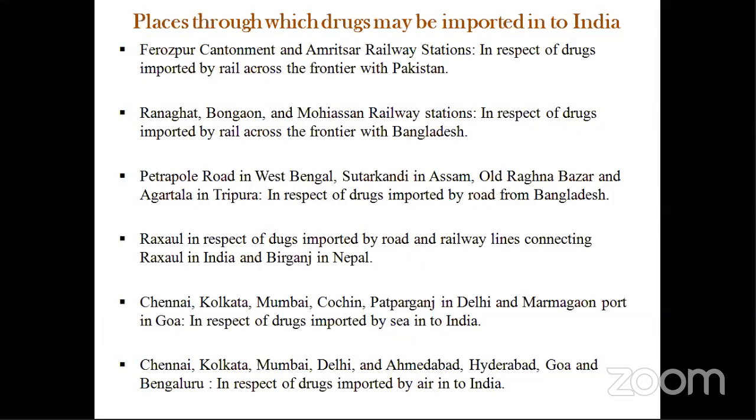Chennai, Kolkata, Mumbai, Delhi, Ahmedabad, Hyderabad, Goa, and Bengaluru are the places used by air to transport or import drugs into India. By these airports we use the import category for drugs and cosmetics. So these are the places through which we can connect with other countries.